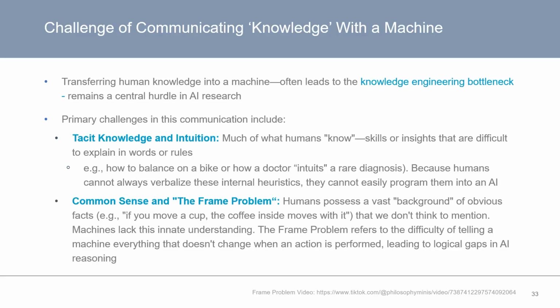Common sense and the frame problem. Humans possess a vast background of obvious facts that we don't always think to mention. For example, if you move a cup, the coffee inside moves with it. Machines, on the other hand, traditionally lack this innate understanding. The frame problem refers to the difficulty of telling a machine everything that doesn't change when an action is performed, leading to logical gaps in AI reasoning.